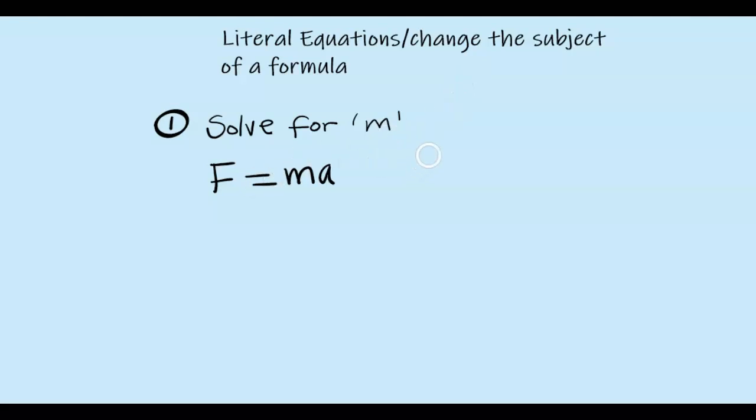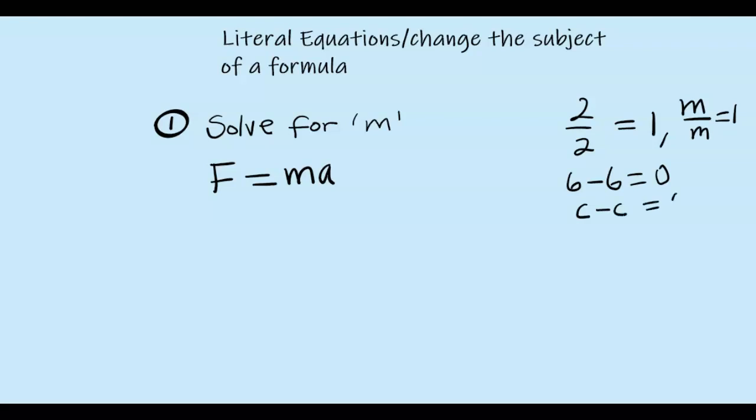But before we start, let's get some stuff straight. 2 divided by 2 is 1. In the same way, if we have m over m, it's also 1. 6 minus 6 is 0. In the same sense, c minus c is also 0. This will help us a lot as we are moving forward.